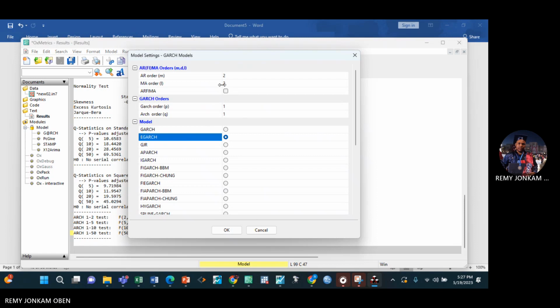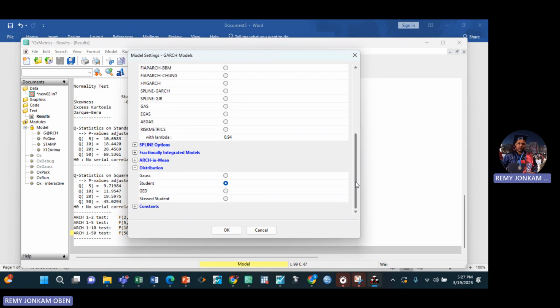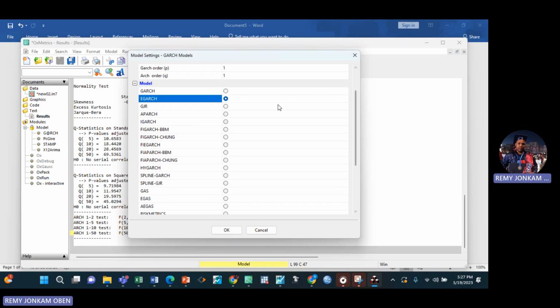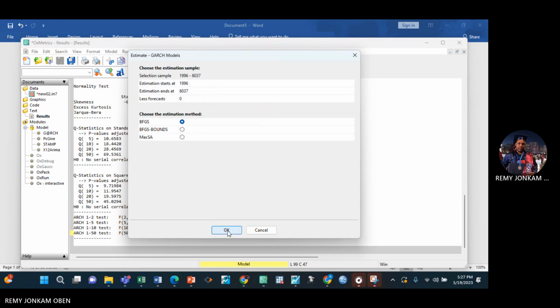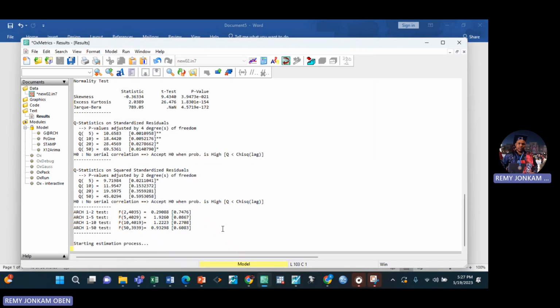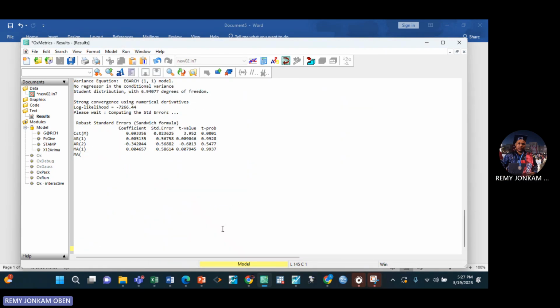So again, I'll leave ARMA(2,2), which we got from EViews for the ARMA selection, and the GARCH orders 1, 1. I will still use the Student's t distribution. So I'm not changing anything. The only thing I'm changing here is that instead of GARCH, I'm putting EGARCH. I click OK. Don't change anything. Click OK. Don't change anything. Click OK. And then let's wait for the result.